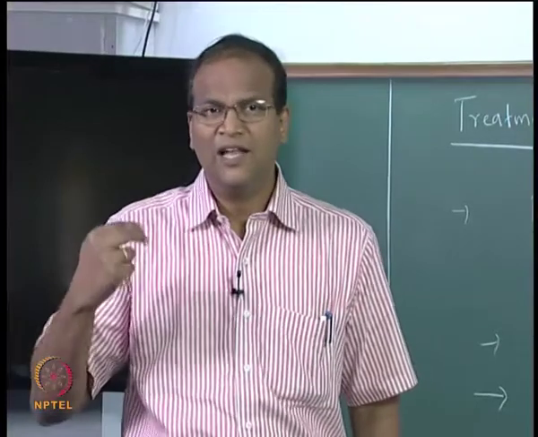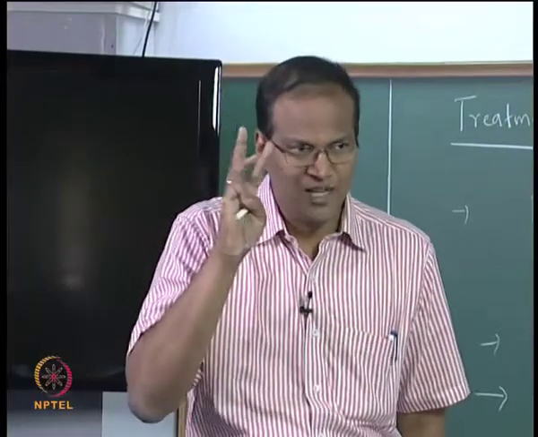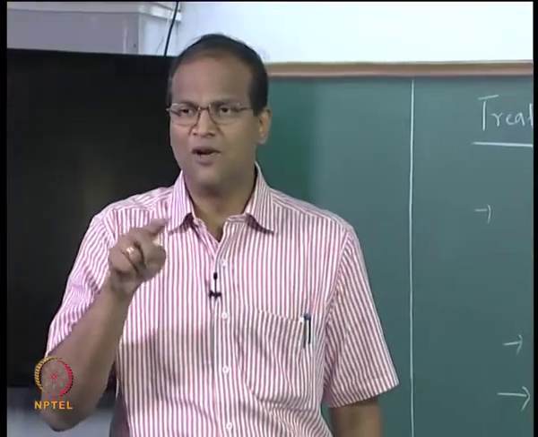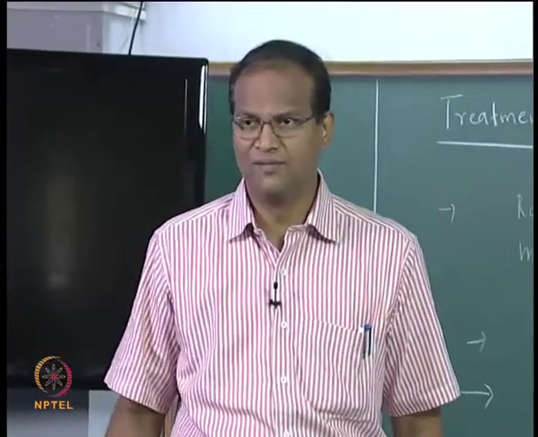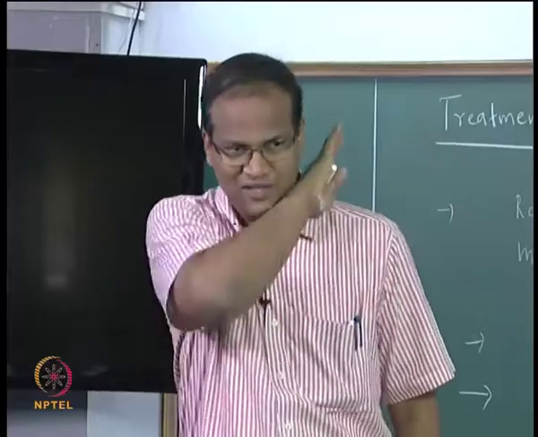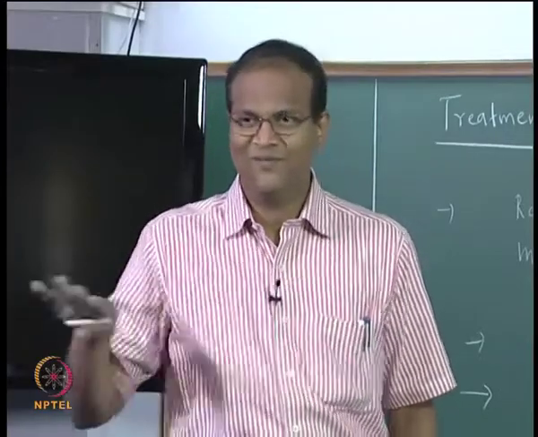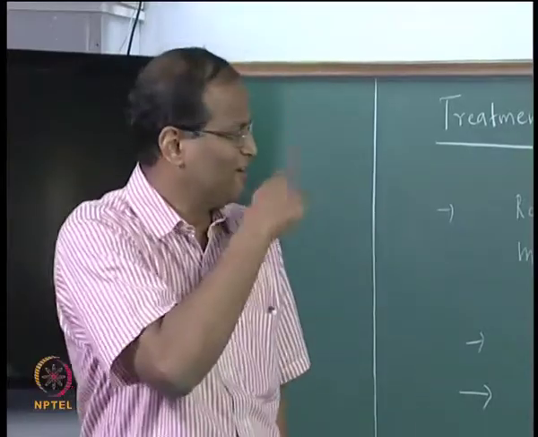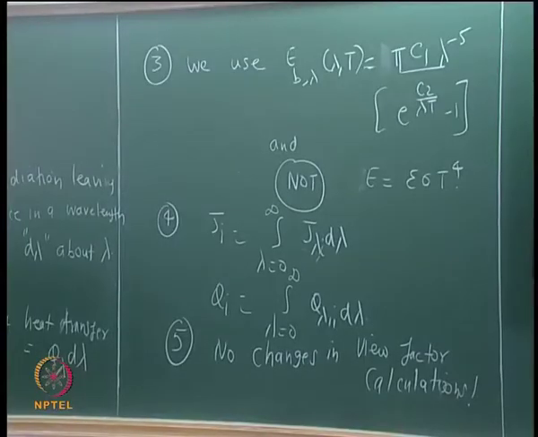So suppose I have a 3 surface enclosure, and for each surface I give you epsilon 1, epsilon 2, epsilon 3 for 3 different regions of lambda. You will calculate all this for the first band, 0 to lambda 1, then for lambda 1 to lambda 2, then lambda 3 to infinity and so on. Finally you can add up all the radiosity, add up all the Q, since a linear addition will work.